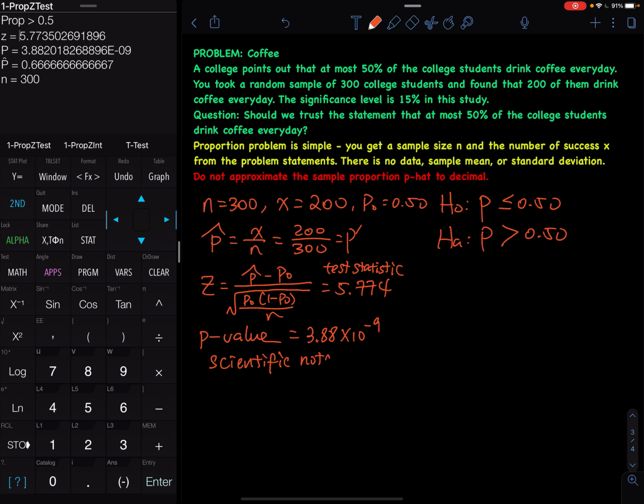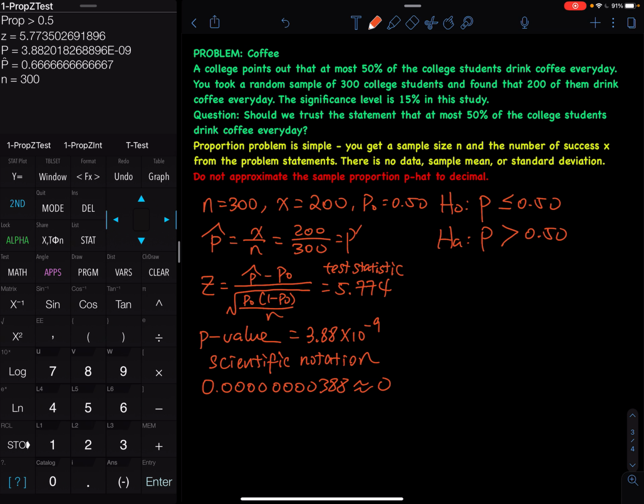Scientific notation is for you to write a very long number in a very compact form. So if you want to put this back to a decimal, you have 9 zeros: 1, 2, 3, 4, 5, 6, 7, 8, 9. So 9 zeros and then 3, 8, 8. Every time you see this kind of number, that means the p-value is very close to 0. We are happy because we can reject the null hypothesis.